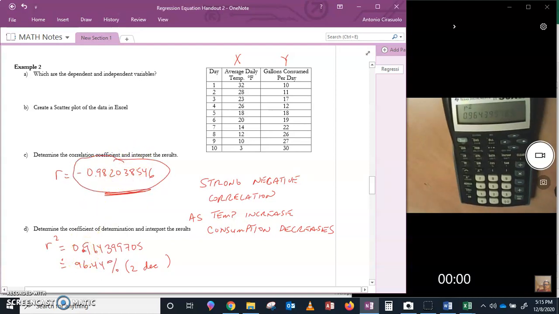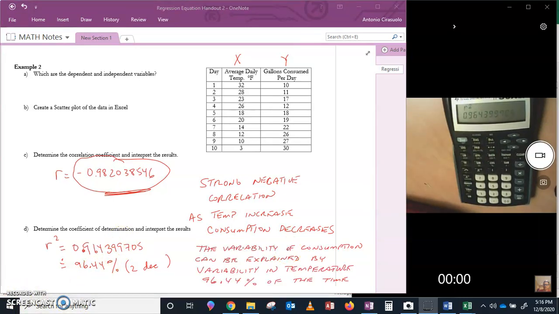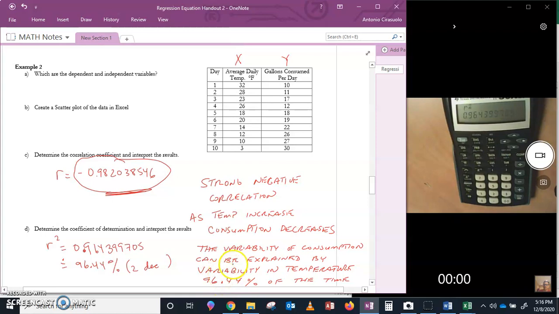Okay, and that's exact. And once again, what is this telling us? The variability of consumption can be explained by the variability in temperature 96.44% of the time, and the remaining part, 100% minus the 96.44, that would be due to other factors. So for the most part, when X changes, Y will change, and that relationship can be explained 96.44% of the time. Now I'm going to put together a scatter plot to show how this looks.